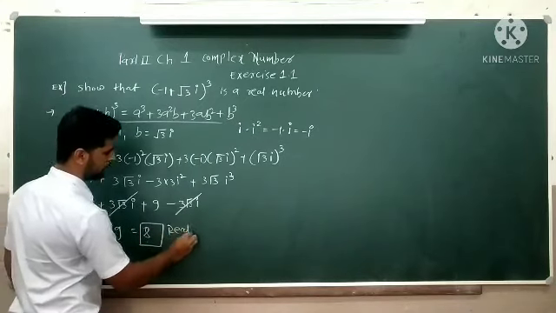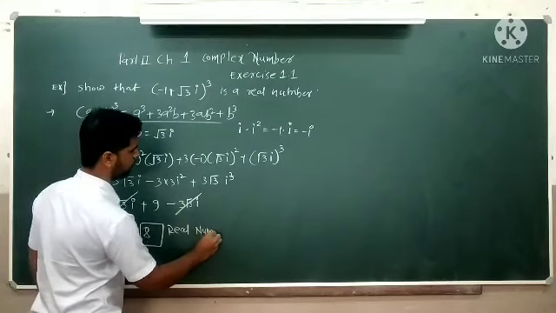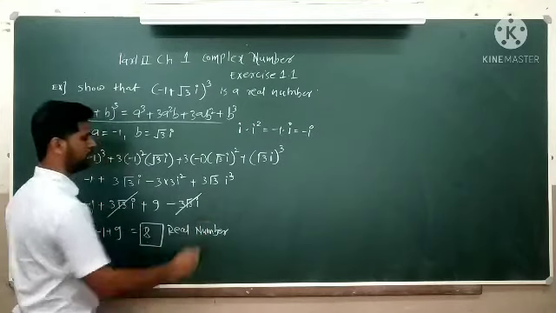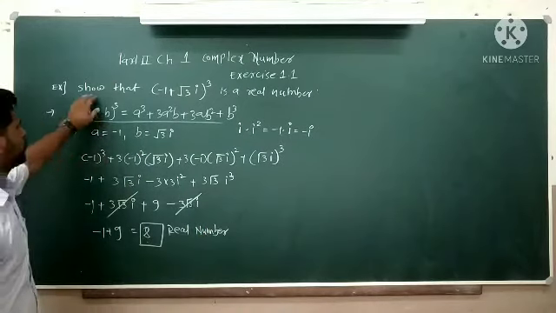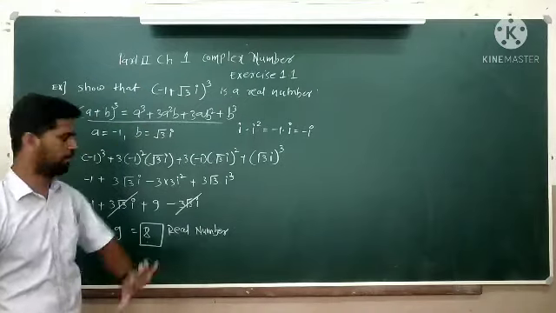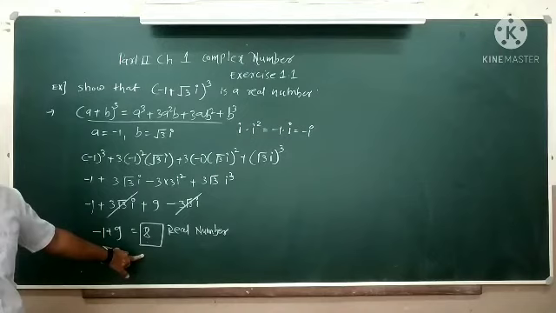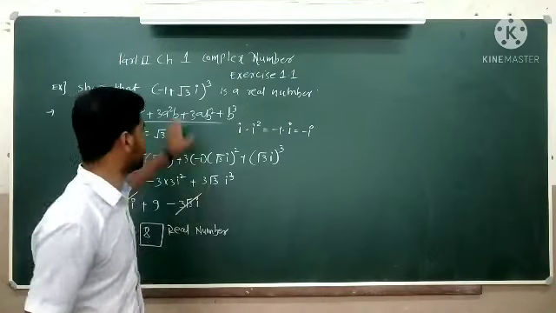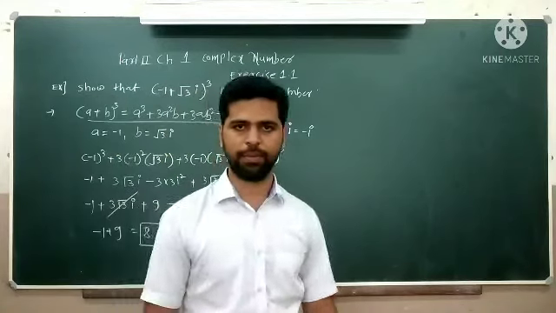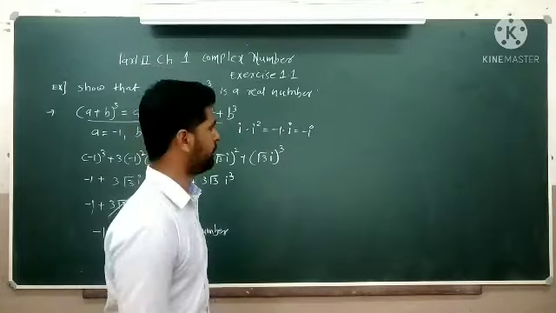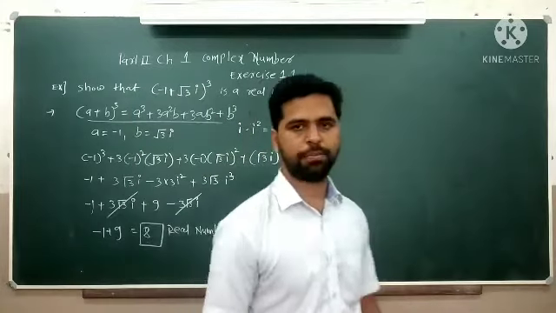Okay, the real number. Okay, so this is what they asked to show, that this number is a real number. So we got our answer 8. We don't have any imaginary part here, so we can say 8, this number, is a real number. Okay. Now let's see the next example.